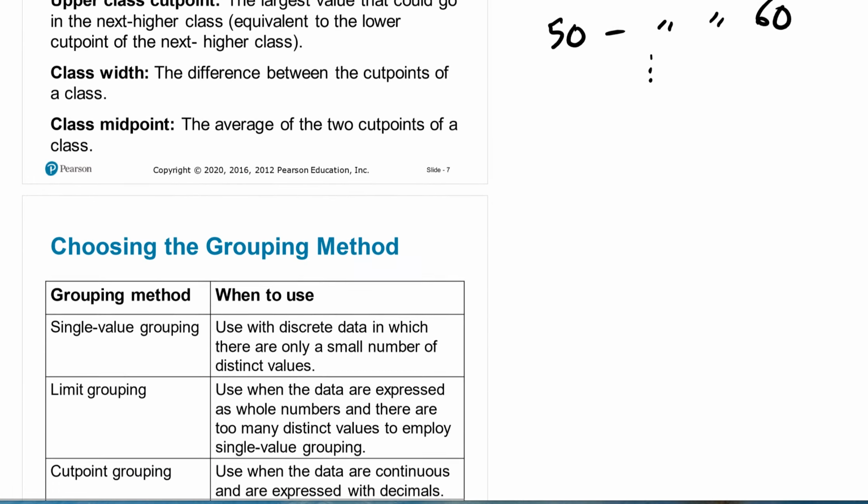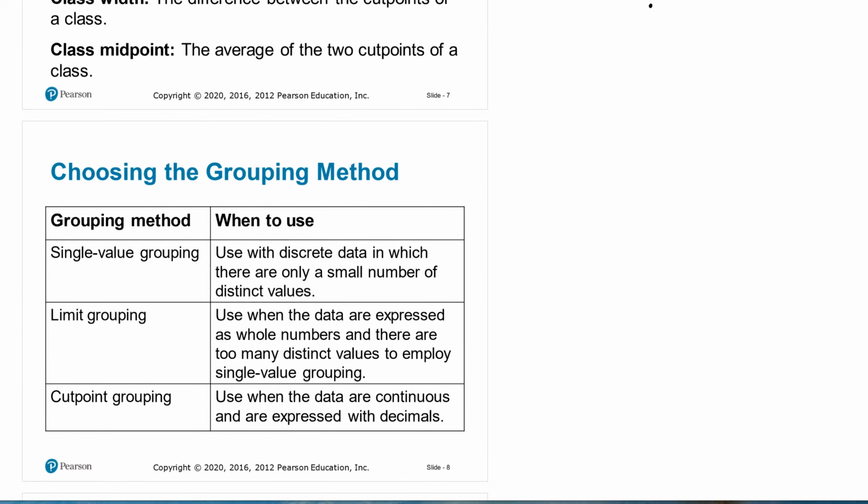Now here is a table to summarize where we use each method. The first method, single value grouping, is used for discrete data. That's when you have many repetitions in the given data. That's when we ask, how many people said they have 0 TVs? How many said they own 1 TV? How many own 3 TVs? And so on and so forth.